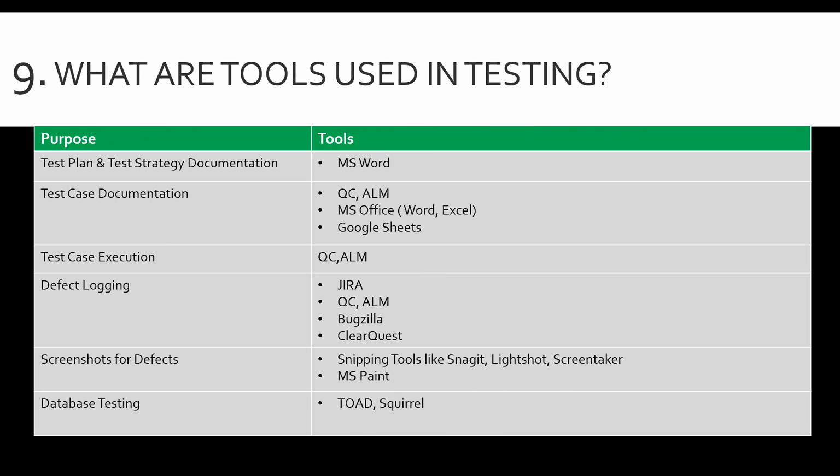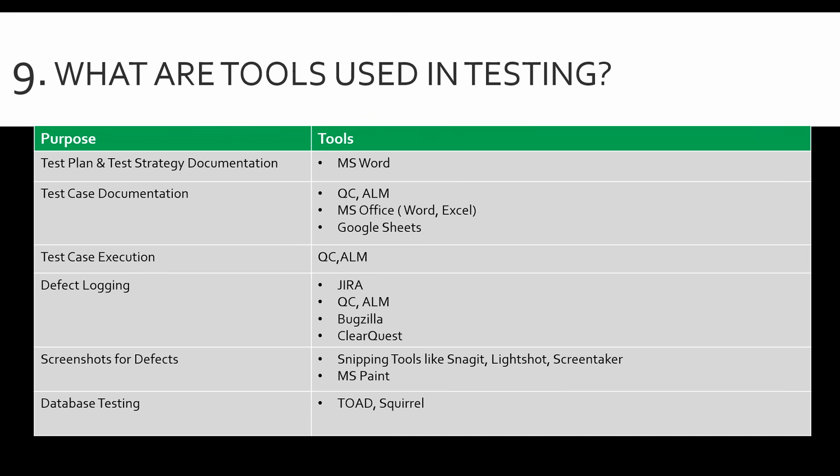And then the defect logging. We discussed the defect lifecycle, and there are a lot of tools in the market for defect management and logging defects. The commonly used ones are Jira in case of Agile. If it's waterfall, QC or ALM is still used, and we have Bugzilla and ClearQuest. So these are some common tools which have come up in the recent past.